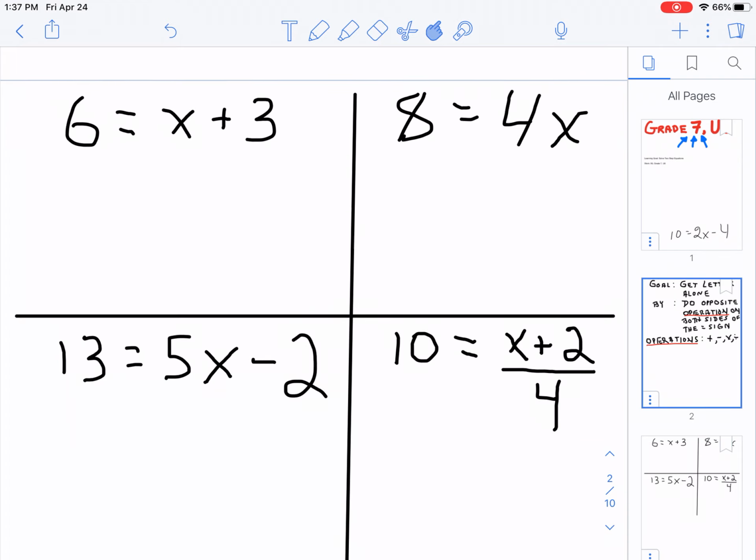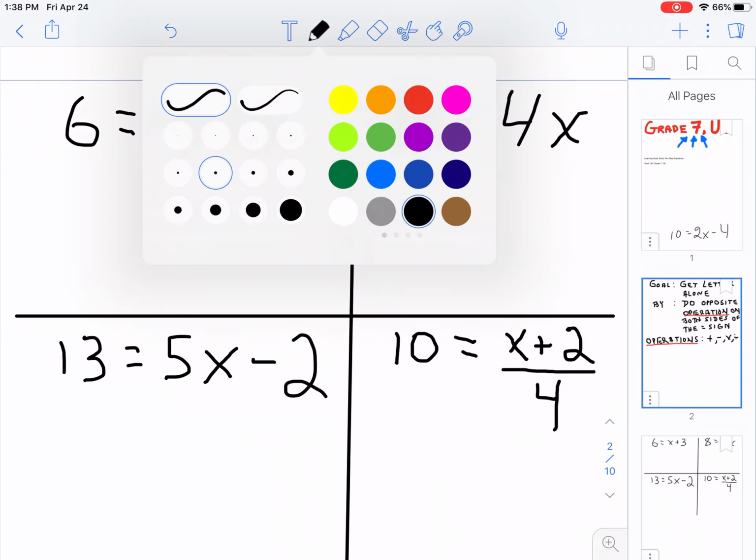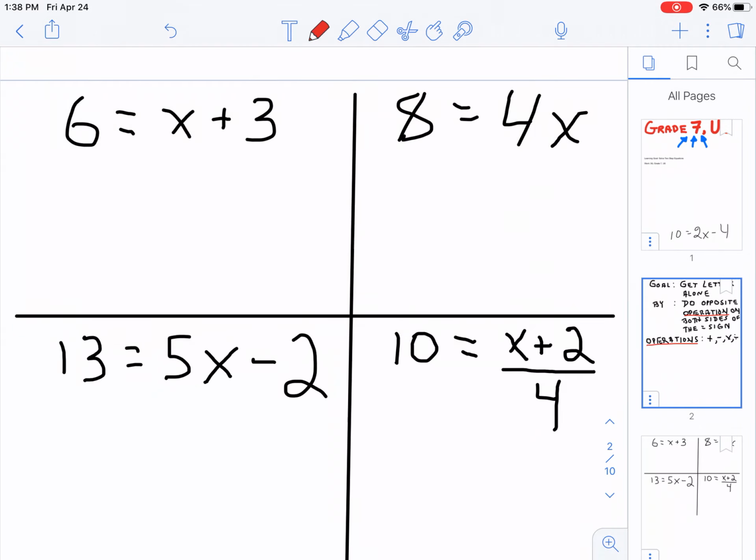The equal sign means that everything on the left side is equal to everything on the right side of the equal sign. You can kind of think of it like a balance or a scale where everything is equal on both sides. So the goal is to get x all by itself.